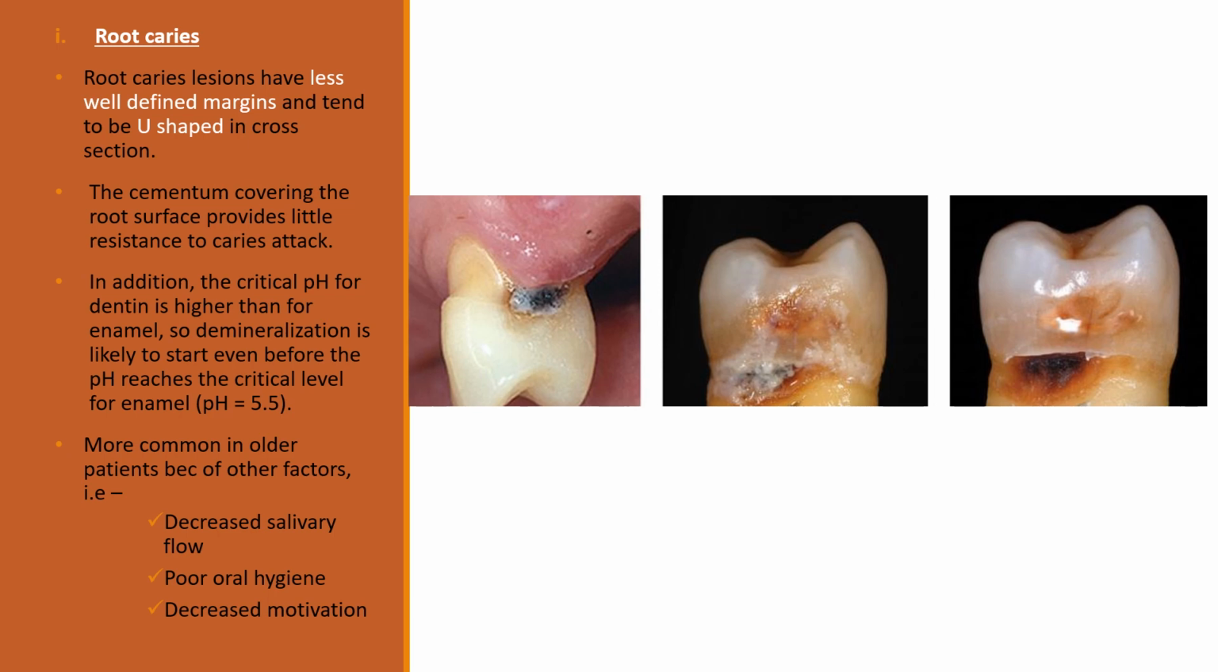Root caries. Now, root caries lesions have less well-defined margins and they tend to be U-shaped in cross-section. They spread almost twice as fast as enamel caries or dentinal caries, mainly because the cementum covering the root surface provides very little resistance. In addition, the critical pH for dentin is higher than that for enamel. It is 6.2. So demineralization starts even before the pH reaches the critical level for enamel. Very commonly, it is seen in older patients because of other factors like decreased salivary flow, poor oral hygiene because of reduced dexterity, decreased motivation, and gingival recession.